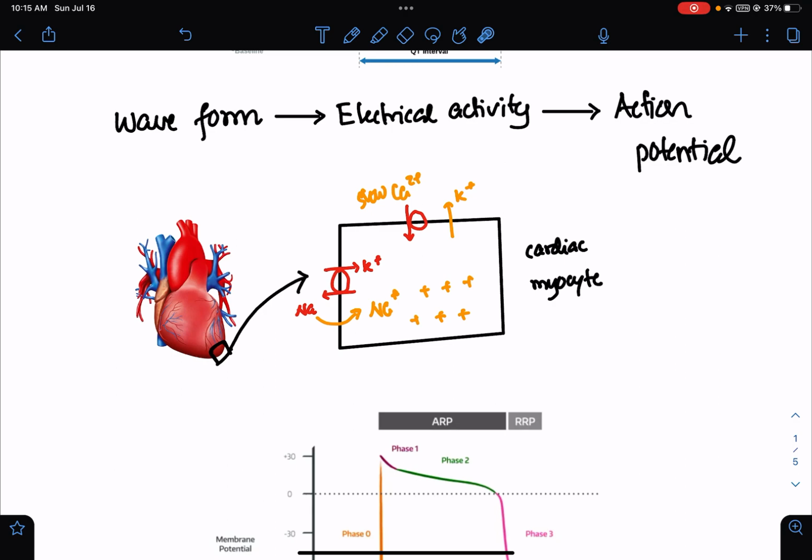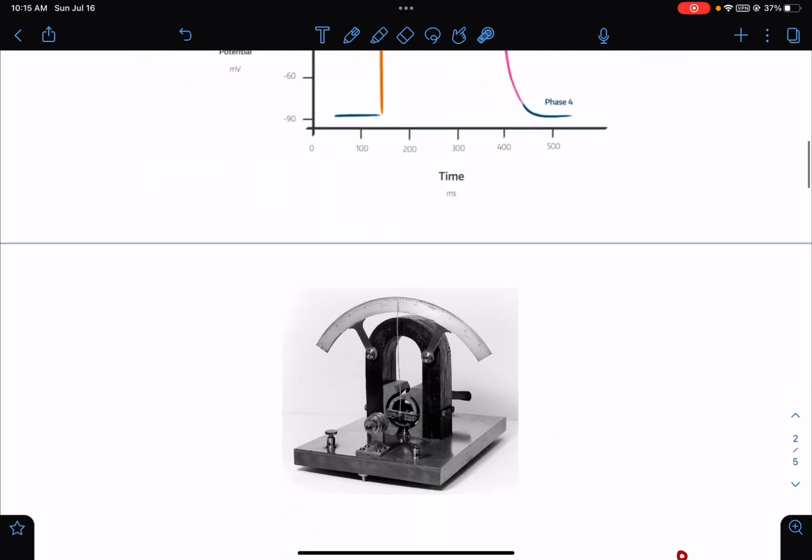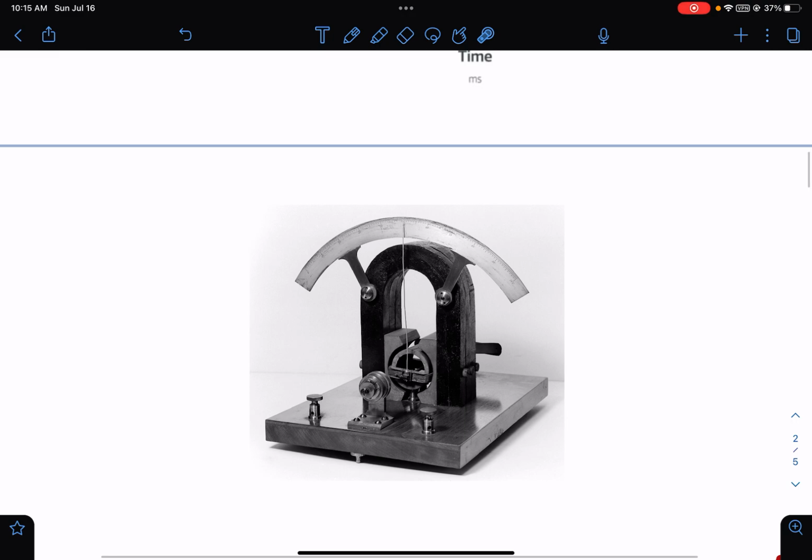Okay, so because of action potential in our cardiac muscles, there will be electrical activity. So how can we know that there is electrical activity in our cardiac muscles? So here is a machine that is very important in the formation of ECG.